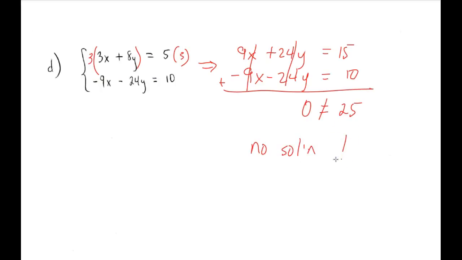What that basically means is we have two lines that are parallel to one another. So these lines kind of look like this. Just assume that those are two parallel lines there. And we know that the slopes are the same, but the y-intercepts are different.